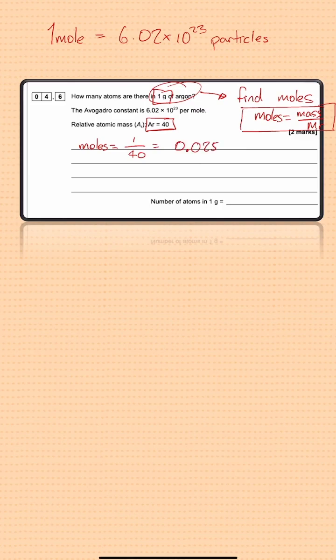So we're halfway there. It's 2 marks, and we've got 1 mark. Do you have to remember that equation? You have to remember all equations in chemistry. Yes, moles equals mass over Mr. You need to remember that. We've got the number of moles here.